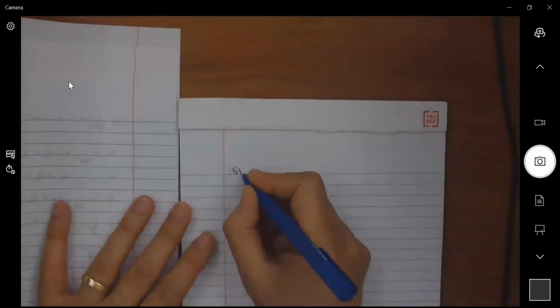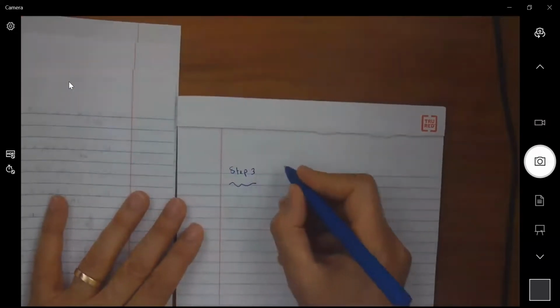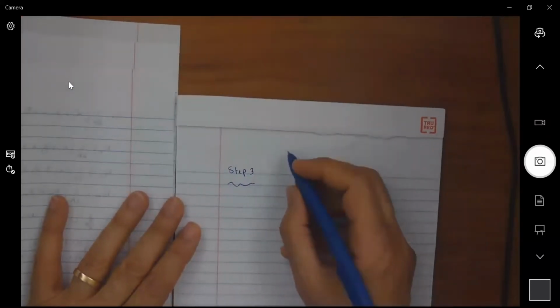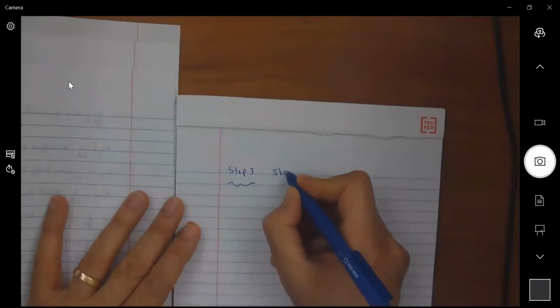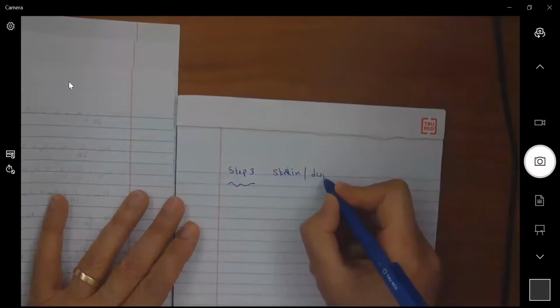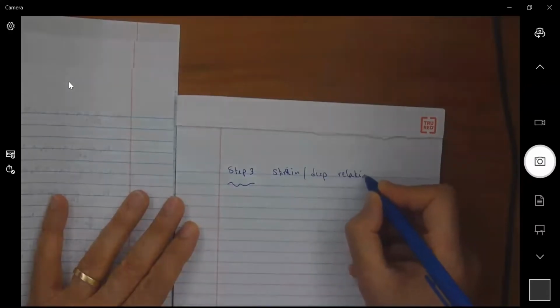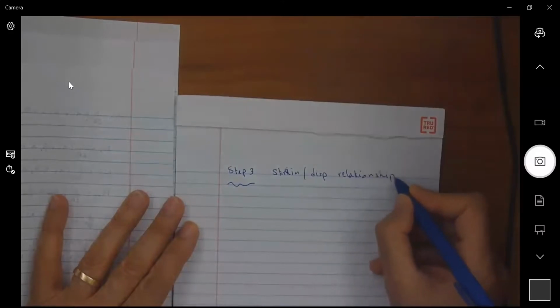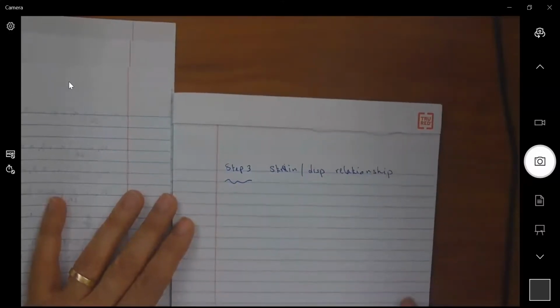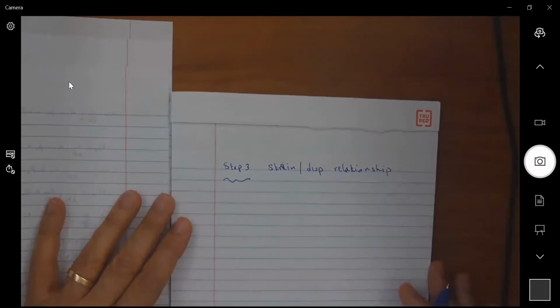So now we are ready to move to step 3, where we're going to look at the strain displacement relationship. And then we're also going to look at stress-strain relationship and also relate the stress to displacement. But let's start here with the strain displacement relationship.